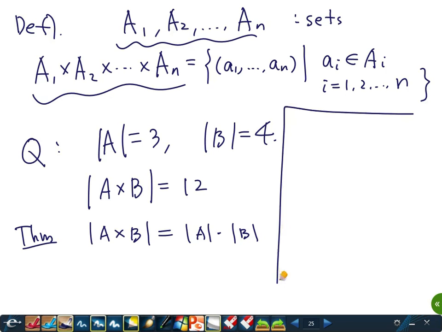Now, another question. To make it explicit, let's say A is 1, 2, 3. What is the Cartesian product A times the empty set? Okay, think about this for 10 seconds and we can vote.